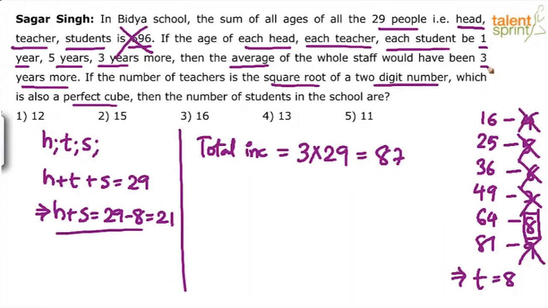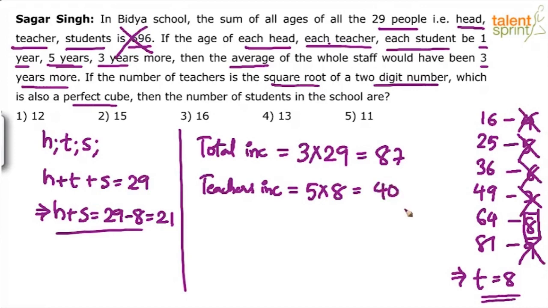How do we know this? The average, he says, increased by 3 years for 29 people, so 3 into 29 is 87. Now we have to balance this 87. What will be the increment in teachers? It's not the correct terminology, but teachers' increment means the increment in the ages of teachers. There are total 8 teachers, and each teacher's age increased by 5 years. So the total increment will be 5 into 8, which is 40. Total increment in the age of teachers is 40 years.